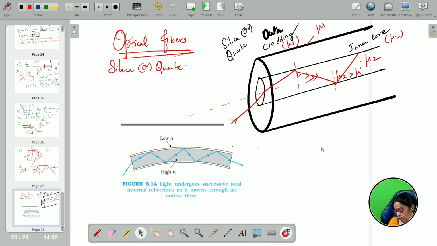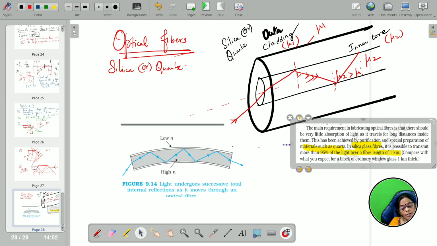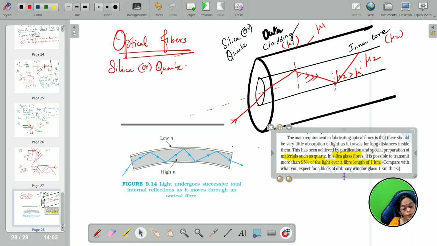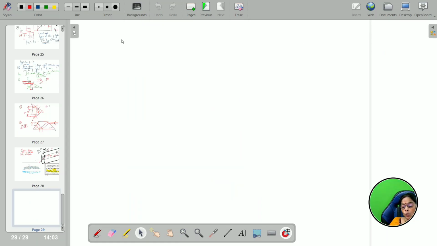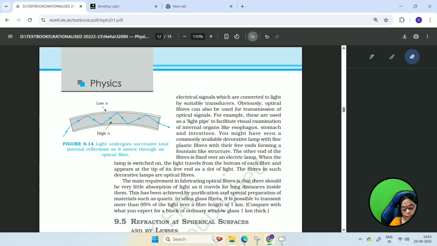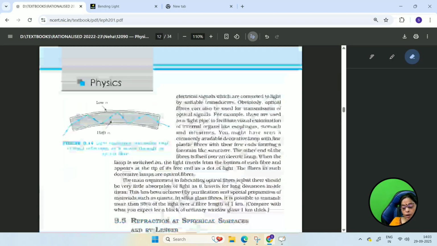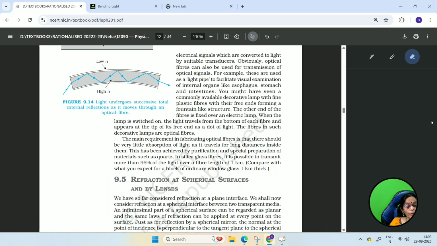So hence I am spending time on it. Basically speaking, optical fibers are based on the principle of TIR. Even the sparkling of diamond is also based on the principle of TIR. So hope you understand this TIR. Next we are going to go for refraction at a spherical surface and by lenses.